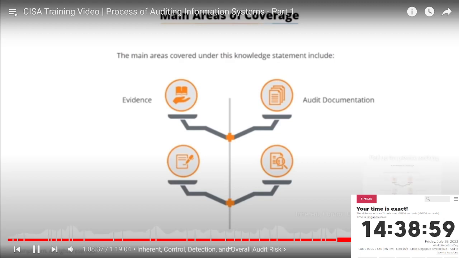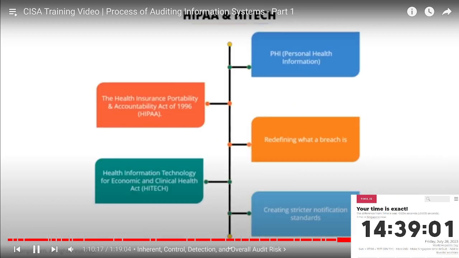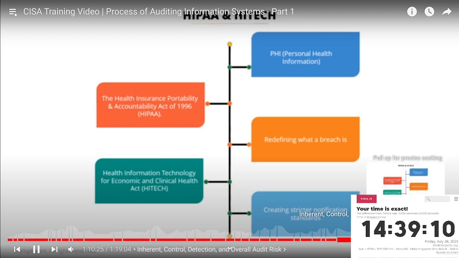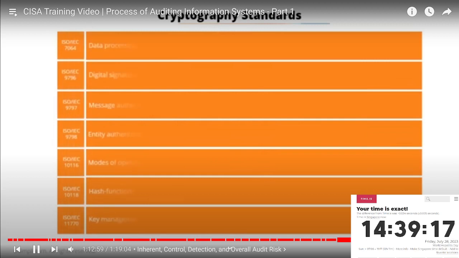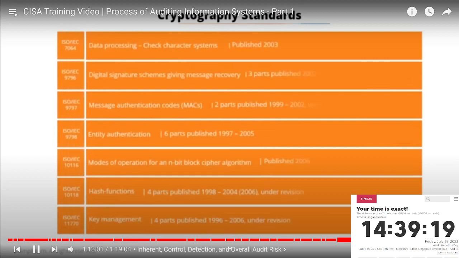If you're auditing not just medical clinics, not just hospitals, but medical billing companies, health insurance companies, anything of that nature, then these two laws become very, very critical. And again, our goal is not to go in depth. Here's another set of standards that the test will not ask you to memorize. I'm just giving you an example of all the industry standards out there.